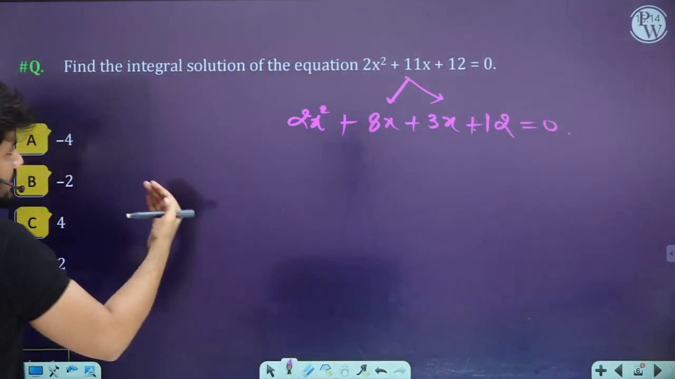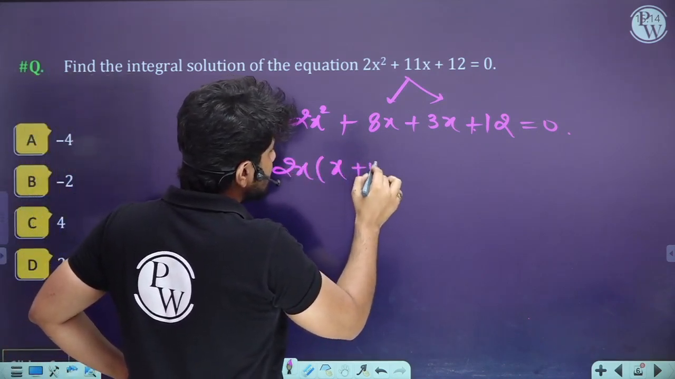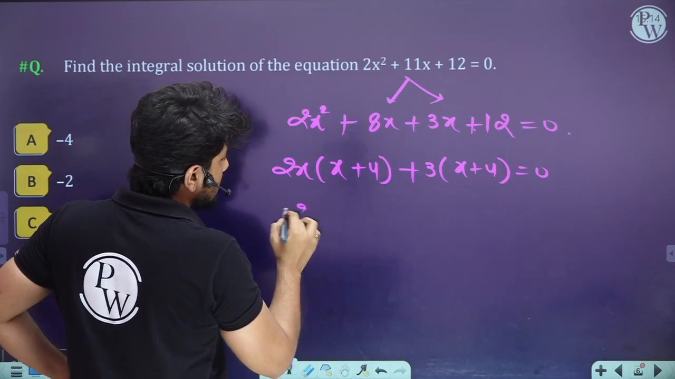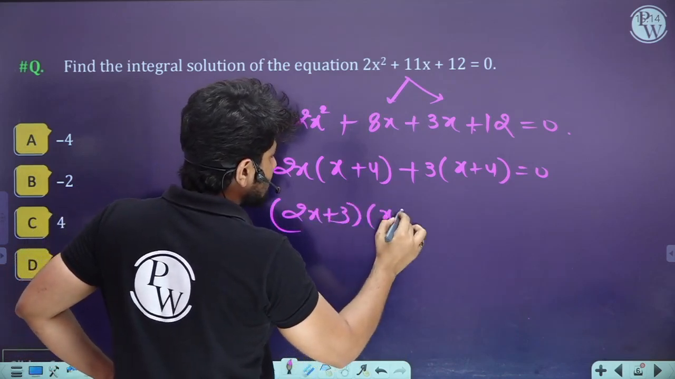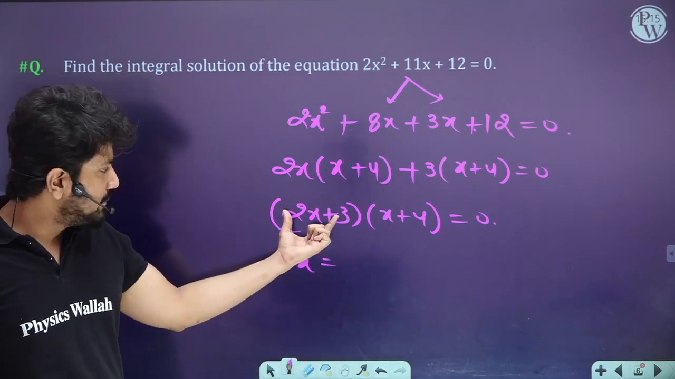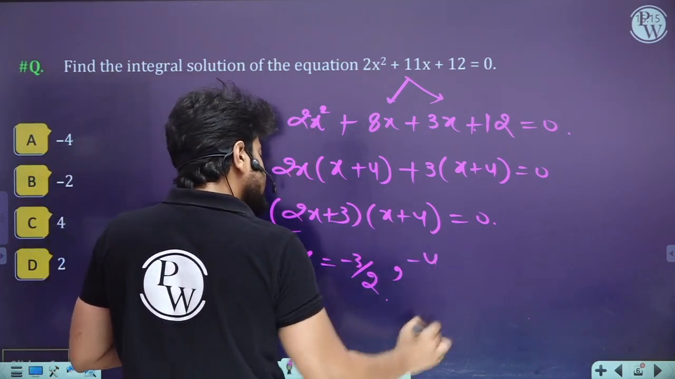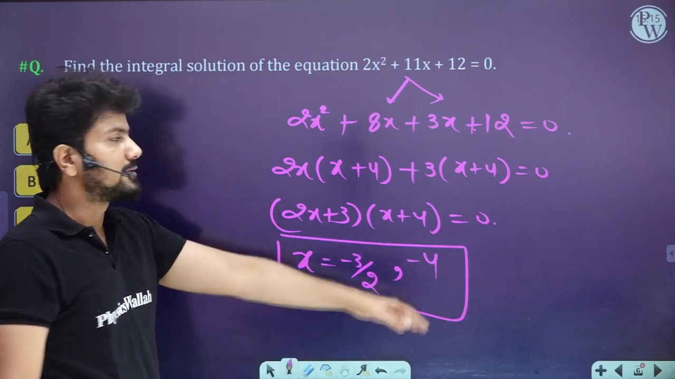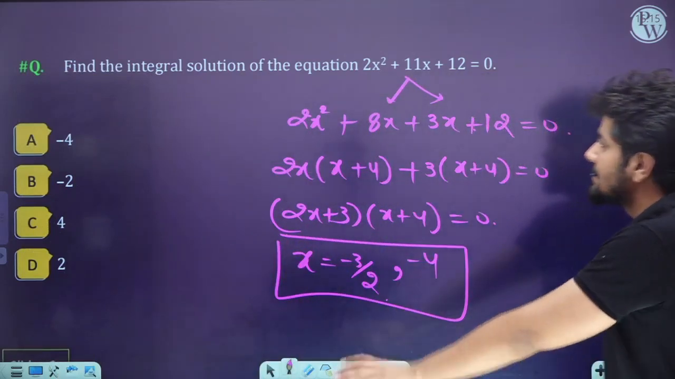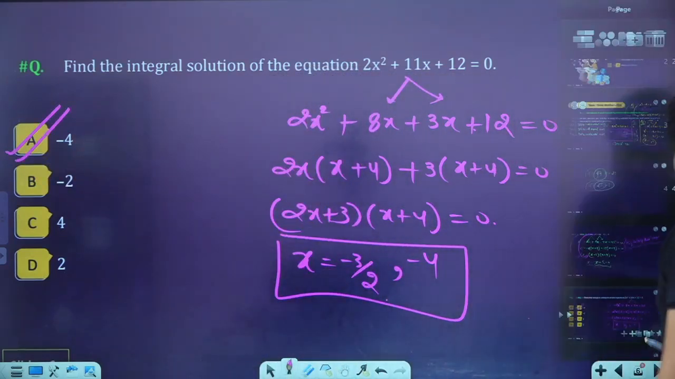After that, what are the integral roots of this equation? If you take 2x common from here, 2x times x plus 4 plus 3 times x plus 4 is equal to 0. There are two roots: 2x plus 3 multiplied by x plus 4 is equal to 0. So 2x plus 3 becomes 0 when x is equal to minus 3 by 2, and x plus 4 becomes 0 when x is minus 4. So these are the two roots of this equation. They are asking us about the integral solution, so minus 4 is the integral root.